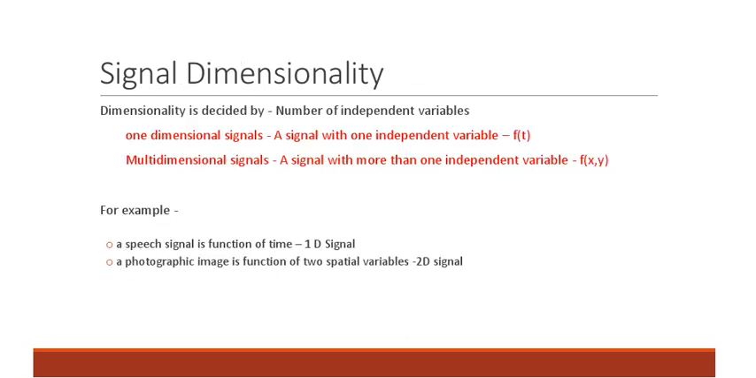Let us understand how the dimensionality of the signal is seen. The dimensionality definitely depends on the number of independent variables used. So a one-dimensional signal is one in which there is only one independent variable. A multi-dimensional signal is one which has more than one independent variable. So let us understand this with some examples.